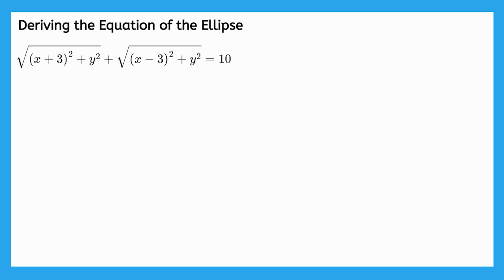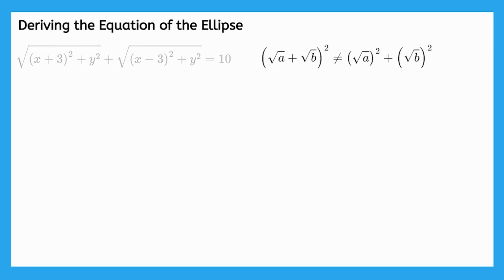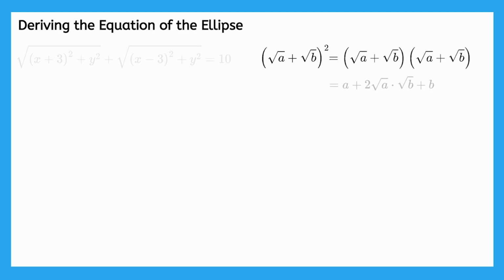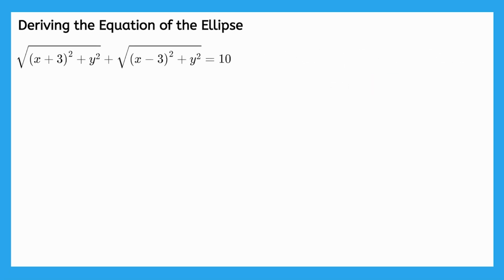Let's begin by getting rid of these square roots. We can undo square roots by squaring them, but will squaring both sides of this equation cancel out both roots? Remember, we cannot distribute an exponent over addition, but instead we need to multiply the entire expression by itself, which will actually not get rid of either of the square roots. Instead, let's cancel out these roots one at a time.